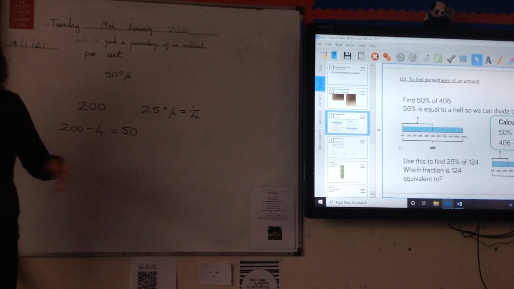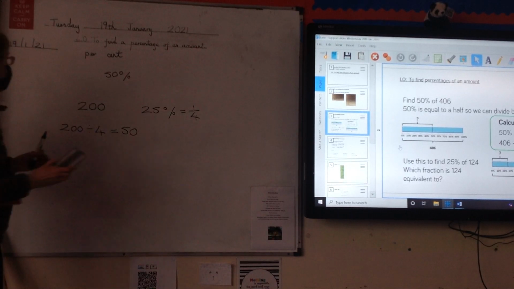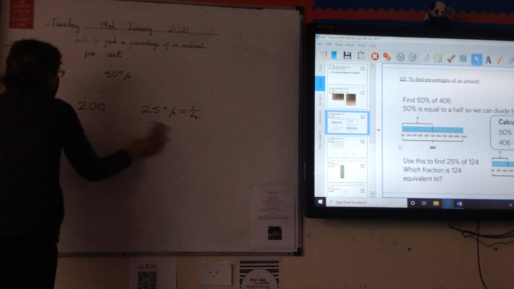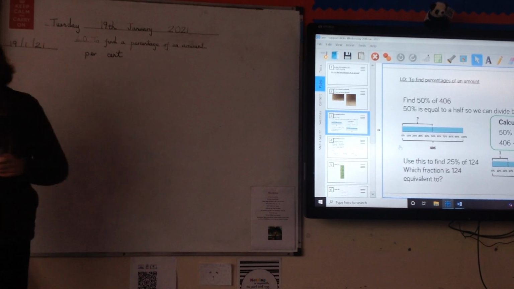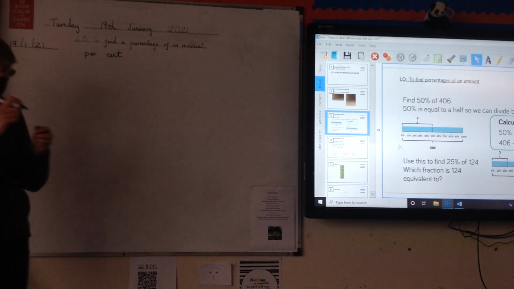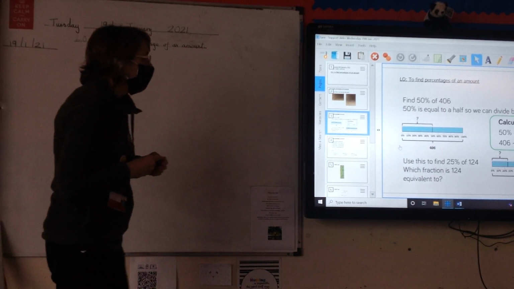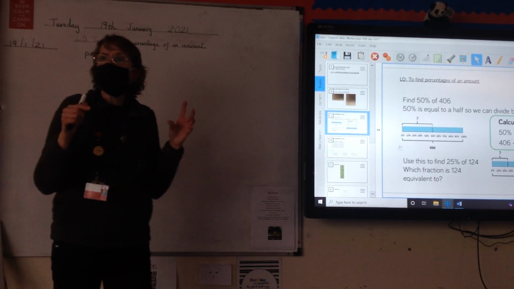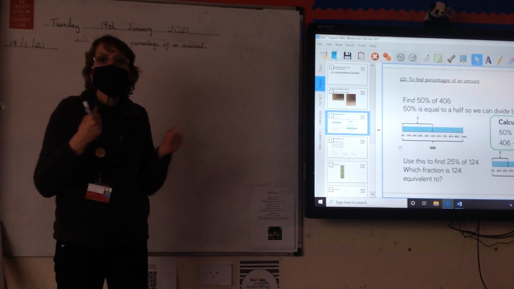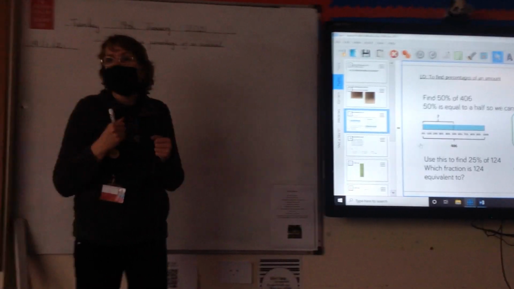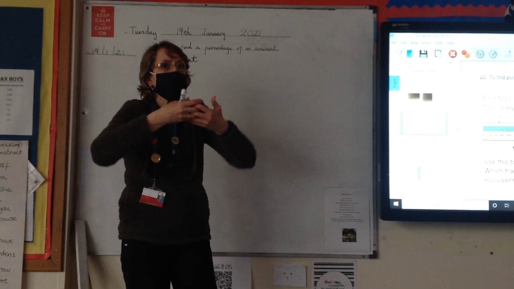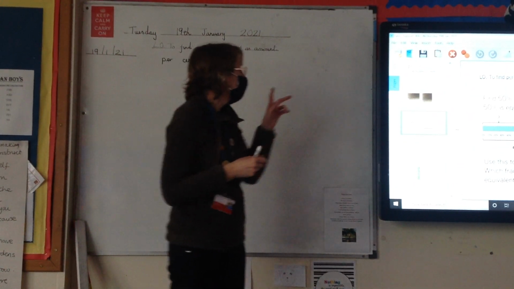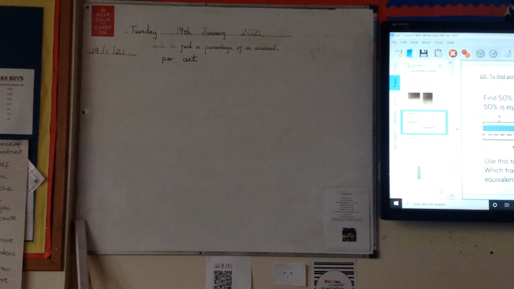The really useful thing about percentages and finding percentages of amounts is that you use what you know. So if you know how to find 50%, you know how to find 25%, then if you use those two bits of information together, you could actually find 75%. If you found 50% of something, 25% of something, put it together, you can make 75% of something. Let me show you on the next slide.